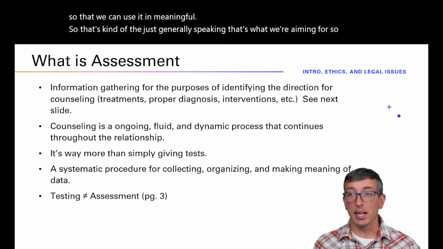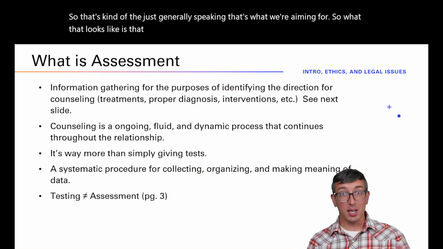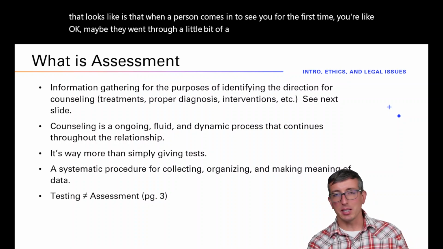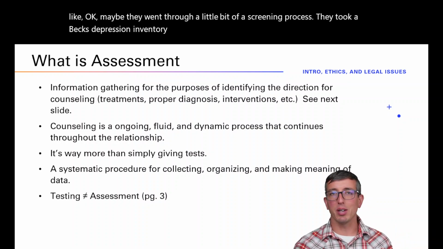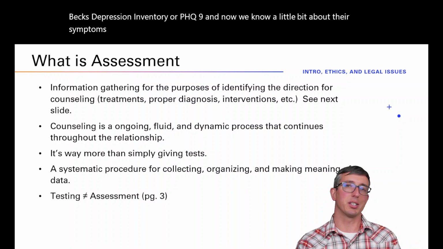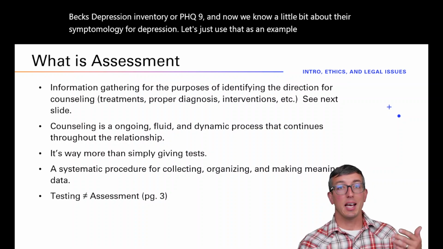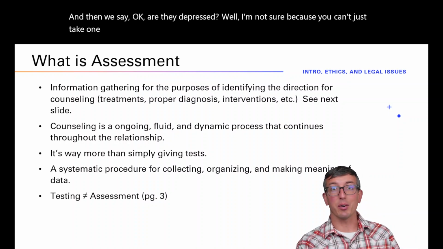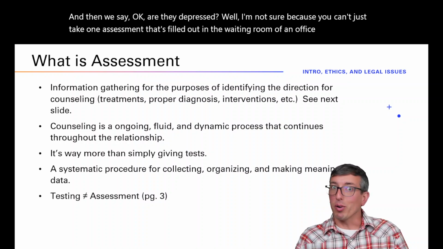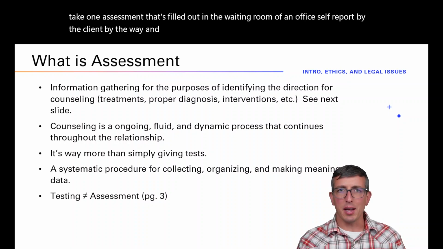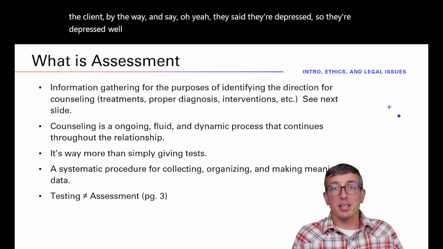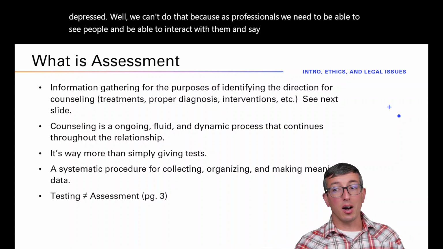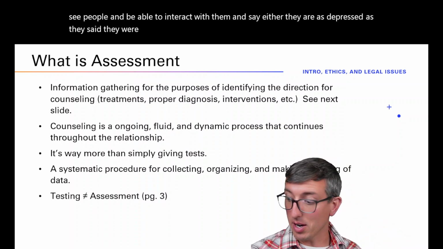So what that looks like is that when a person comes in to see you for the first time, maybe they went through a little bit of a screening process. They took a Beck's depression inventory or PHQ-9, and now we know a little bit about their symptomology for depression. Let's just use that as an example. And then we say, okay, well, are they depressed? Well, I'm not sure, because you can't just take one assessment that's filled out in the waiting room of an office, self-report by the client, by the way, and say, oh yeah, they said they're depressed, so they're depressed. We can't do that because as professionals, we need to be able to see people and interact with them and say either they are as depressed as they said they were or they're not.